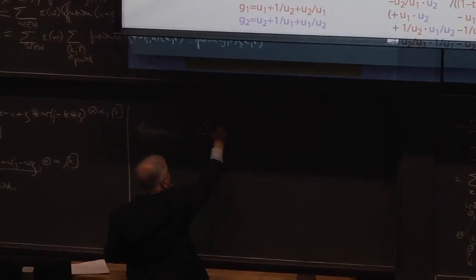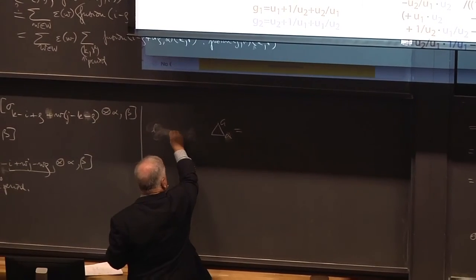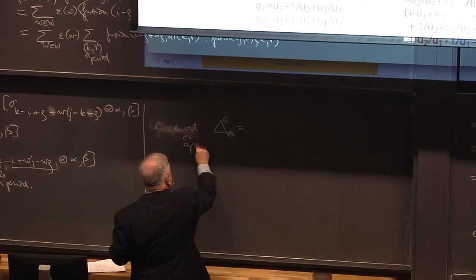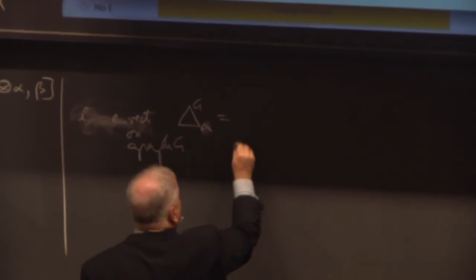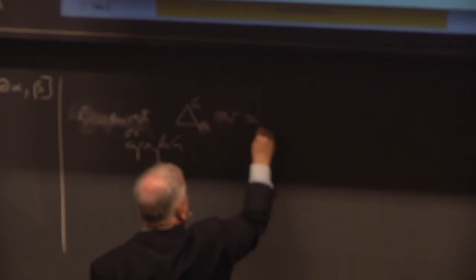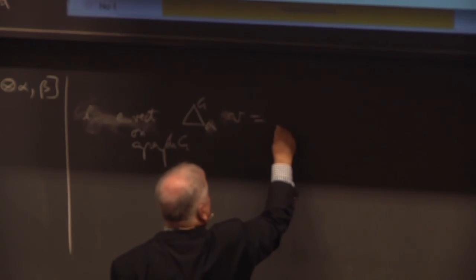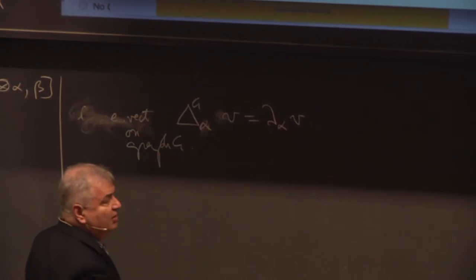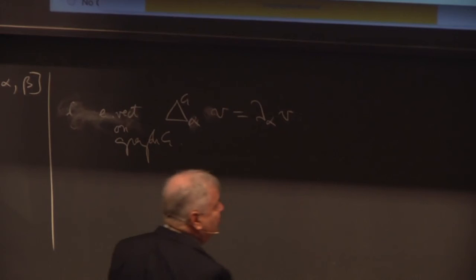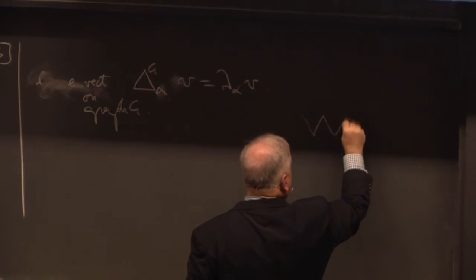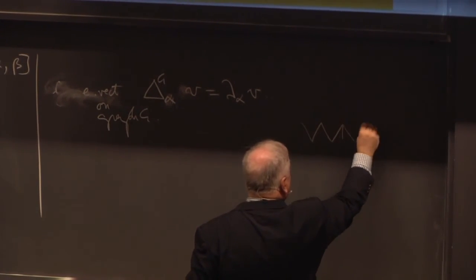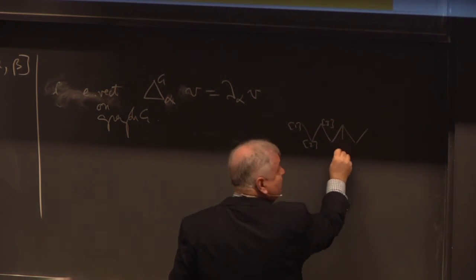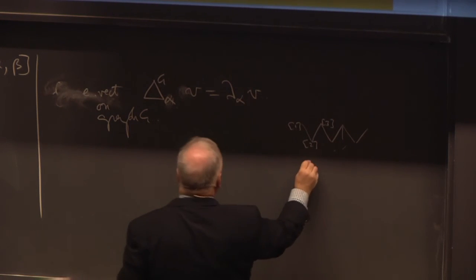delta alpha g, so an eigenvector on the graph g. So delta alpha g of v is equal to lambda alpha times v. Yes, so that would be, for instance, for our graphs before, that would be quantum 1, quantum 2, quantum 3, and so on. Yes, this would be our vector v.